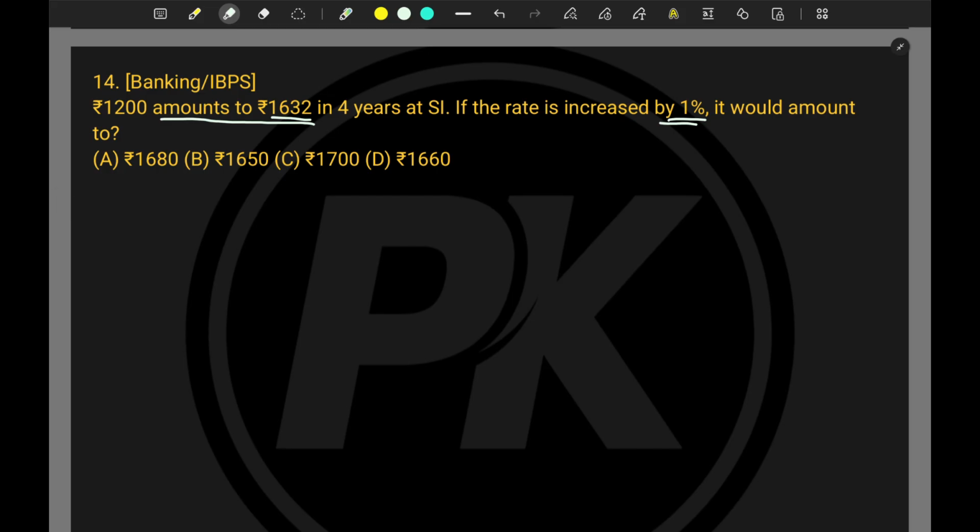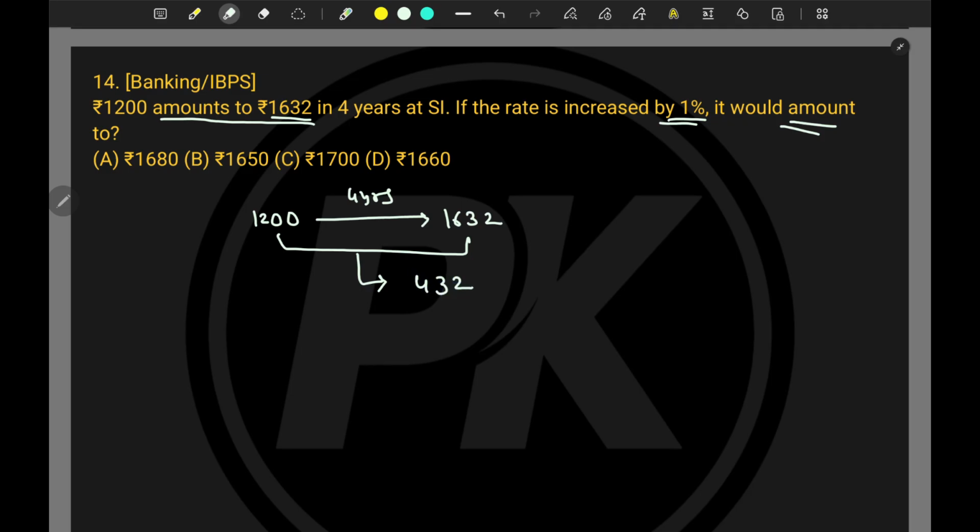So again, we have to find the total amount. Here the principal amount is 1200. That is becoming 1632 in 4 years. So what is the simple interest earned per year? If I calculate, it will be 1632 minus 1200, so that becomes 432, divided by 4 per year. So that will become 108. So 108 is the simple interest earned per year.